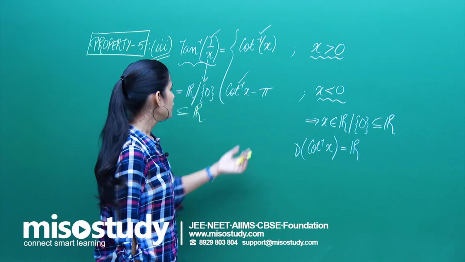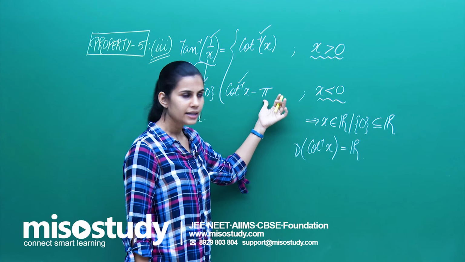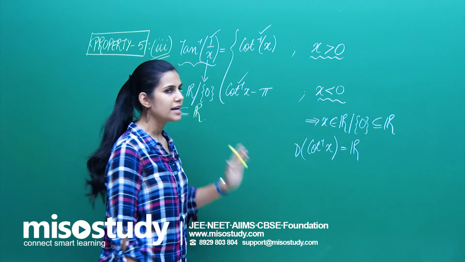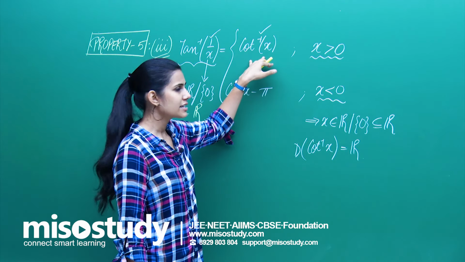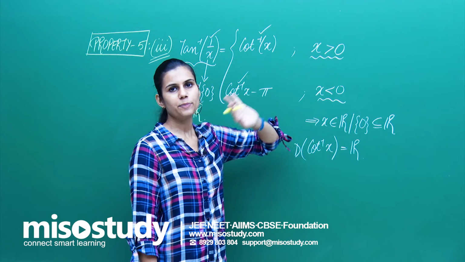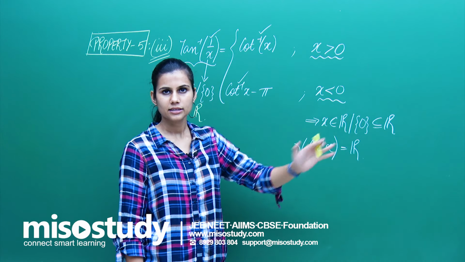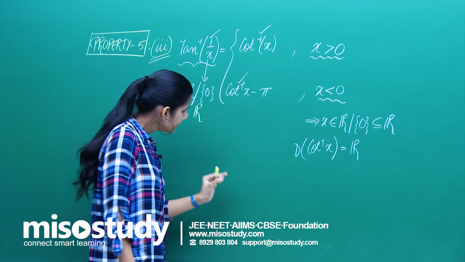Is it understood? From this quantity you remove pi and you get the answer, which is equal to tan inverse 1 by x if x is negative. Otherwise, whatever cot inverse x comes out, that is your answer for x positive of tan inverse 1 by x. Is it understood?